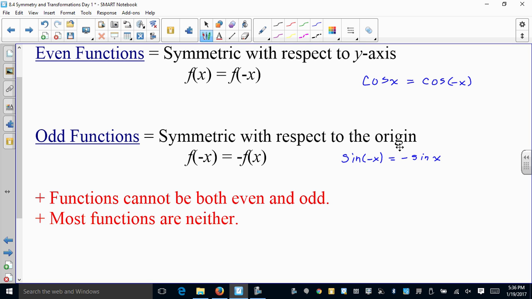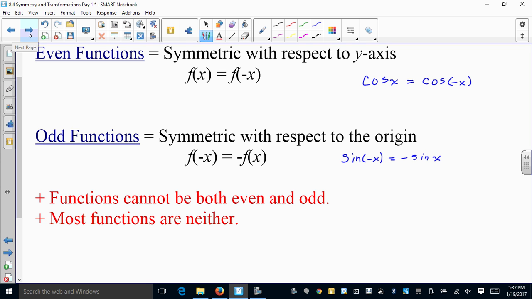Now, here's the main thing. Functions cannot be both even and odd, so once you check for even, if it's even, leave it alone, you're done. Most functions, however, are neither. So don't be surprised if you do 5 problems and they're all neithers. It's more likely to get one that's neither than to get odd or even. Okay, so let's do a couple examples. I've got 3. We're going to do 2 together on the video, and the third one we'll do in class.